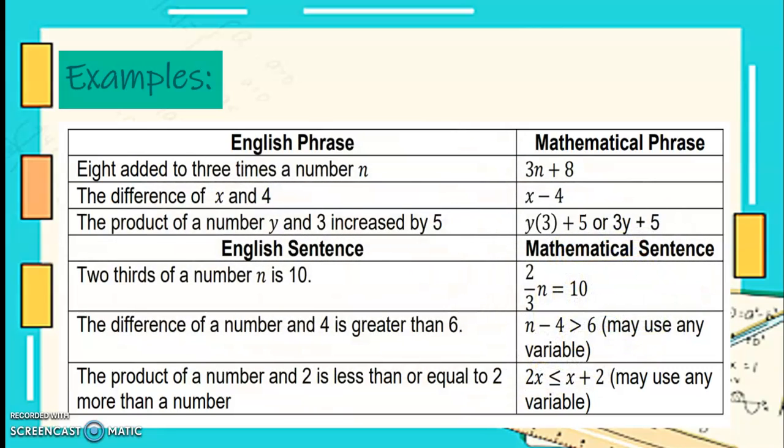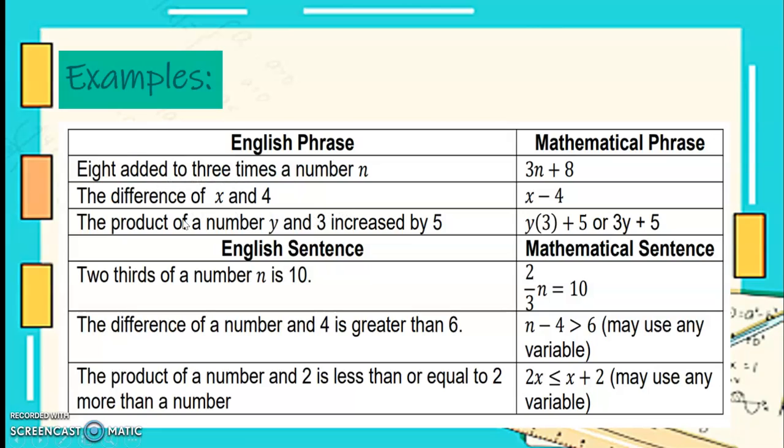Okay, so baliktad eh. So let's have the English phrase. So 8 added to 3 times a number n. So nantawon ta ang aton operation. So ang operation diri nga word is added. So added means ang symbol nga gamiton ta is cross symbol, which is the symbol for addition. So 8 added to 3 times a number.